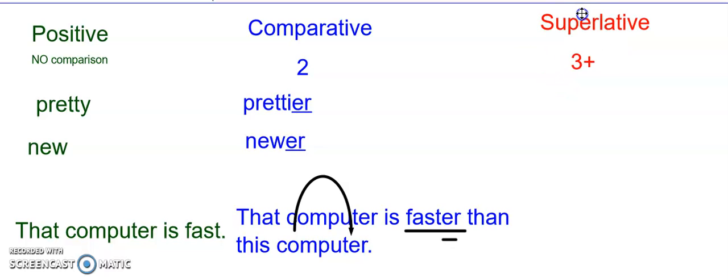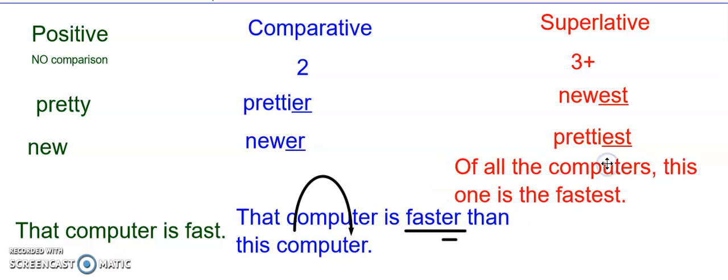Okay, and then the last way to compare nouns using adjectives is what we call superlative. When you're making a comparison between three or more nouns, the easiest way to think about this is you're comparing one noun to all the others. So you might describe something as the newest, or the prettiest. Or in the sentence about computers, of all the computers, one is the fastest. So we're comparing that one to all the others. And so we end it with EST.